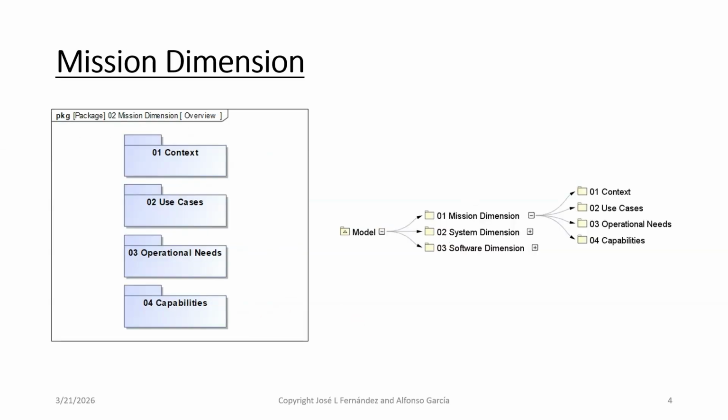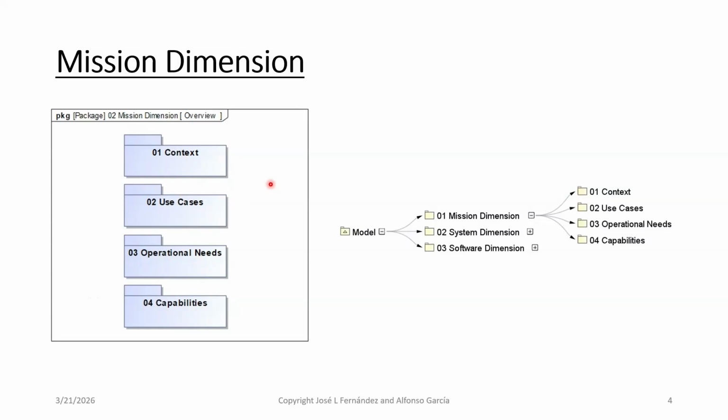We'll start with the mission dimension package. Here, we will create 4 packages according to its views. One package for the system context, one package for the use cases, one package for the user needs or operational needs, and finally, one package for the capabilities of the system.